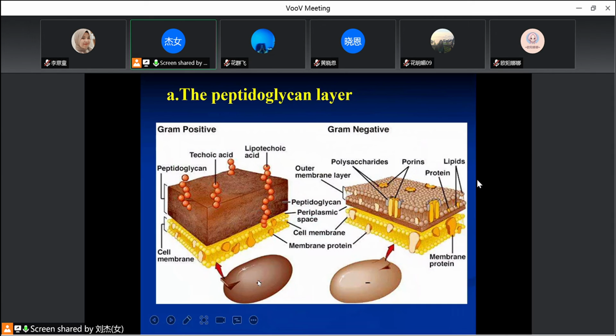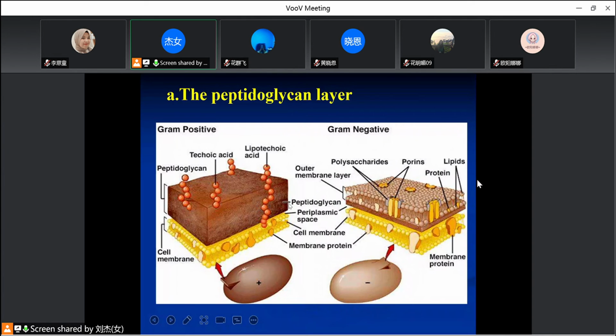So first, this is gram-positive bacteria. This is gram-negative bacteria. You see, gram-positive bacteria, remember this one, positive, their peptidoglycan is so thick, like a bread. But gram-negative bacteria look like a biscuit, right? They have a crisp layer, just like a biscuit.